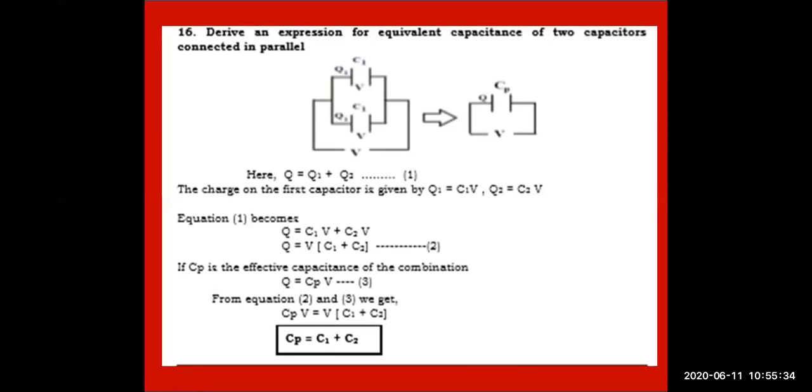One point to keep in mind is the formula for capacitance. That is C equals Q by V. So if I want Q, cross multiply: C into V. And in parallel, voltage remains same and charge is changing. So the first expression will become Q1 is equal to C1 into V and Q2 will be equal to C2 into V.